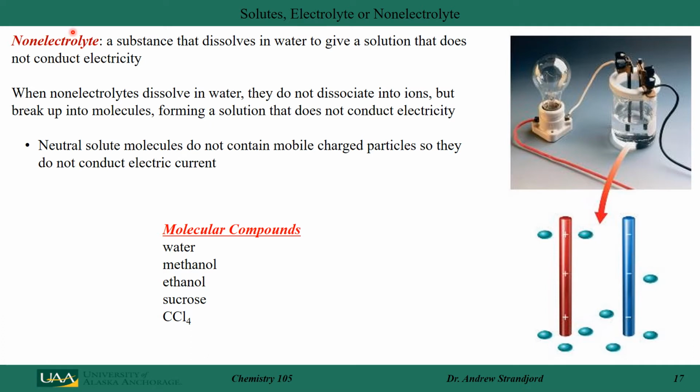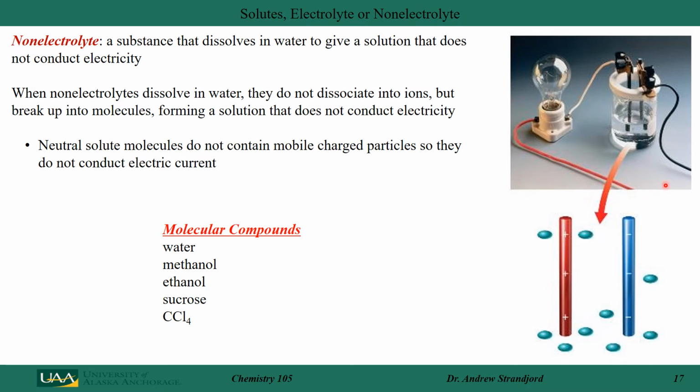If my solute does not form ions, we tend to call that solute a non-electrolyte. So that's a substance that when dissolved in water, it gives a solution that does not conduct electricity. When non-electrolytes are dissolved in solution, they do not dissociate into ions, but they literally just break up into molecules. For example, things like sugar. Sugar would just break up into individual molecules. It would be solvated by water, but I do not have any ions, so I do not conduct electricity.